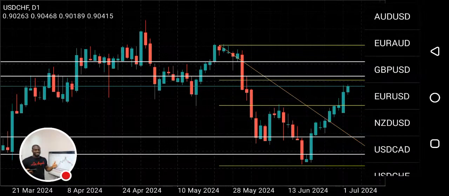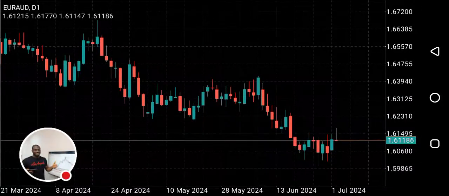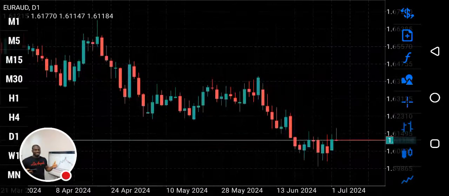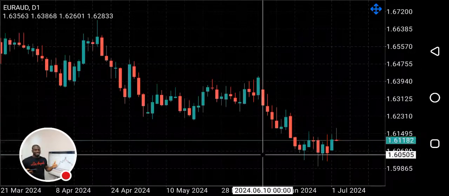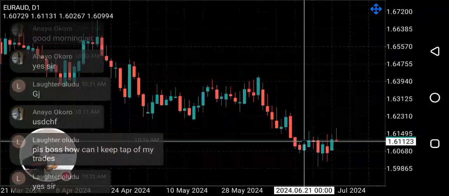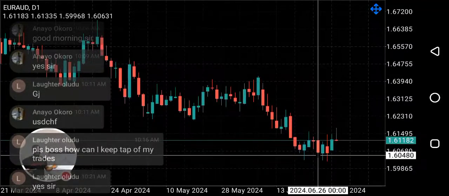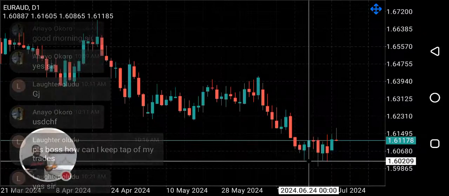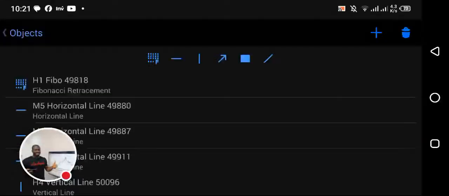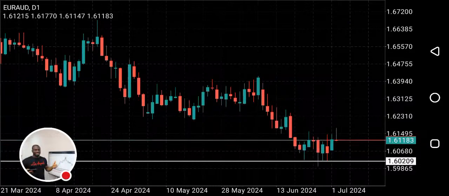Okay, let's look at Euro Aussie. I expect Euro Aussie this week to be bullish. This is the daily time frame. You can see the pattern we have here. This is a bullish reversal pattern. It formed at this point. And I think last week, liquidity was cleared at this previous low. After liquidity has been cleared, we wait for a shift in market structure.